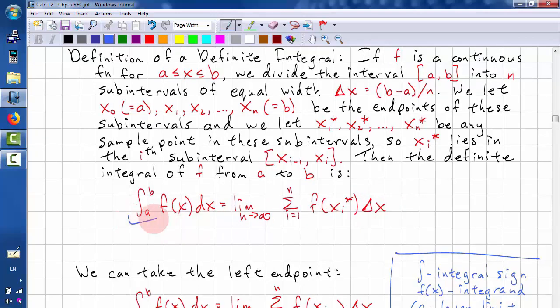So here we say integral of f from a to b with respect to x. You could also say integral from a to b of f with respect to x. So you can change the order a little bit.